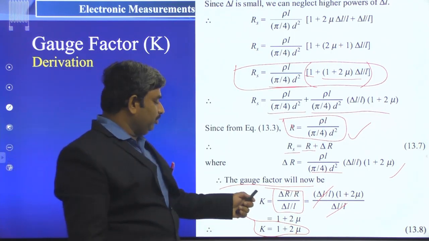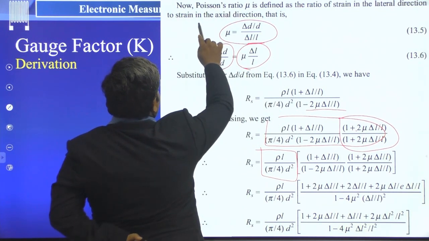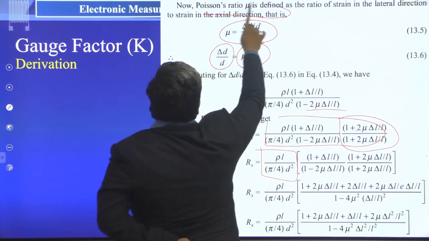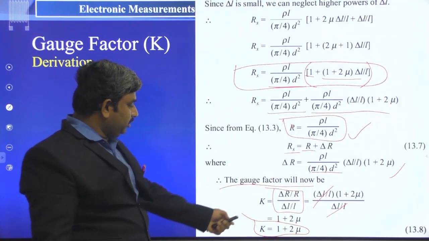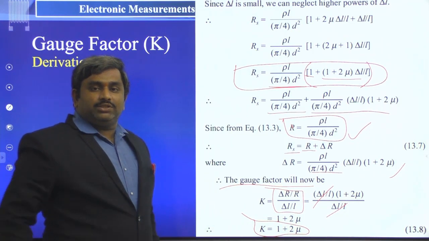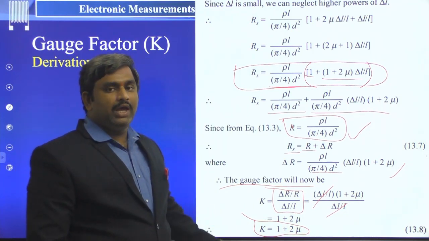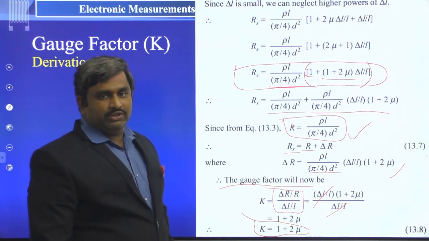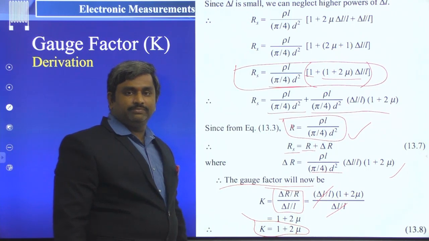1 plus 2 mu. What is the mu? Here we have defined the new Poisson ratio, that is, the Poisson ratio is mu. So the gauge factor is equal to 1 plus 2 into Poisson ratio, based on the axial direction. So this is the bonded strain gauge factor derivation.